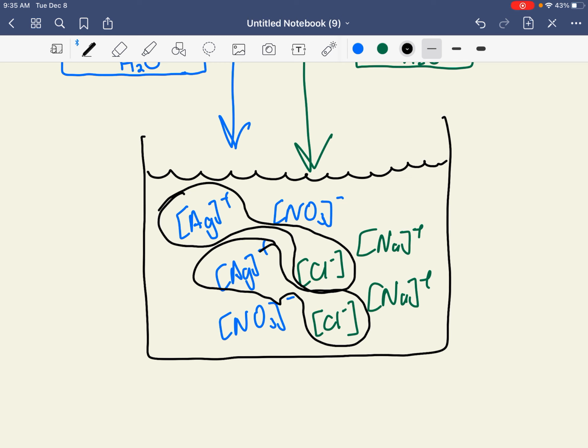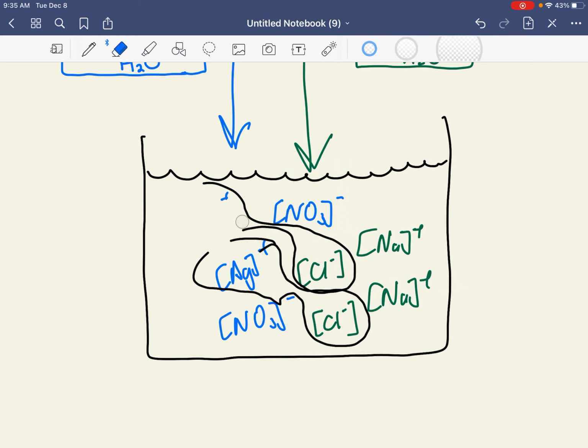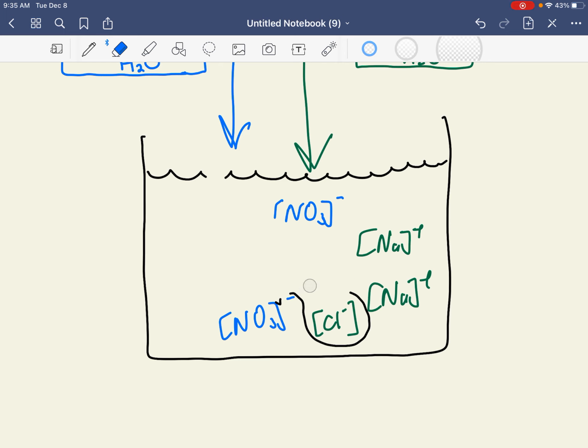So these guys, actually, let me erase them. Okay? Ag and Cl will get together happily ever after because it is a solid. It is way more dense. They will actually sink to the bottom to give you this precipitate that you're asking for, I guess.